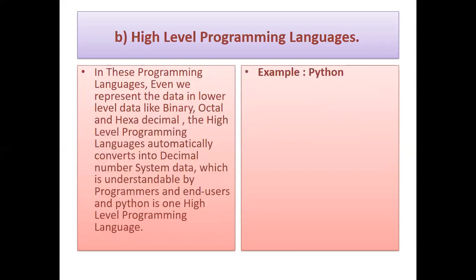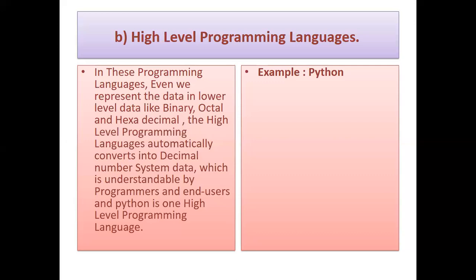This is a high-level programming language in which, whether the data is in binary format, octal format, or hexadecimal, the high-level programming language converts it into the decimal number system. What is the decimal number system? It is a number system which is understandable by programmers and end users. We also understand it, and the end users also understand the decimal number system, that is 0 to 9. Okay? Is this okay?